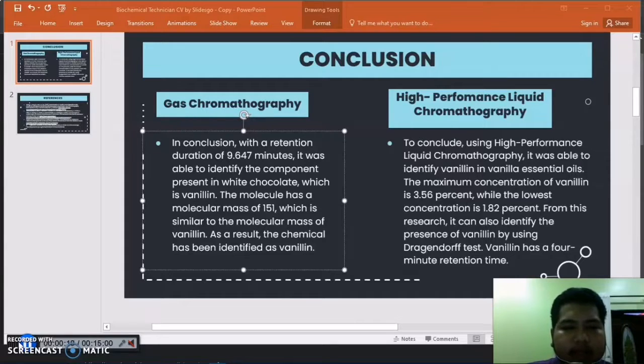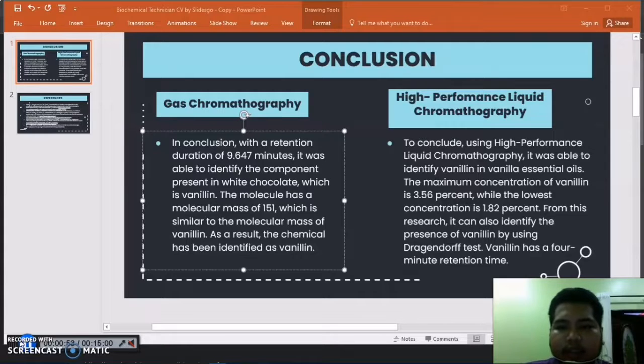The first one is the conclusion of gas chromatography. In conclusion, with a retention duration of 9.647 minutes, it was able to identify the component present in white chocolate with cis vanillin. The molecule has a molecular mass of 151, which is similar to the molecular mass of vanillin. As a result, the chemical has been identified as vanillin.